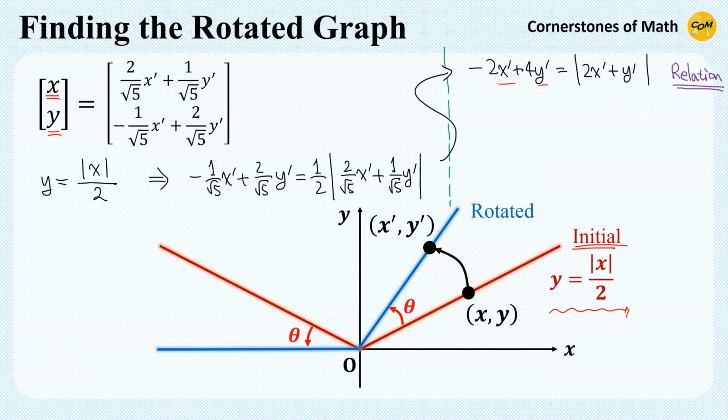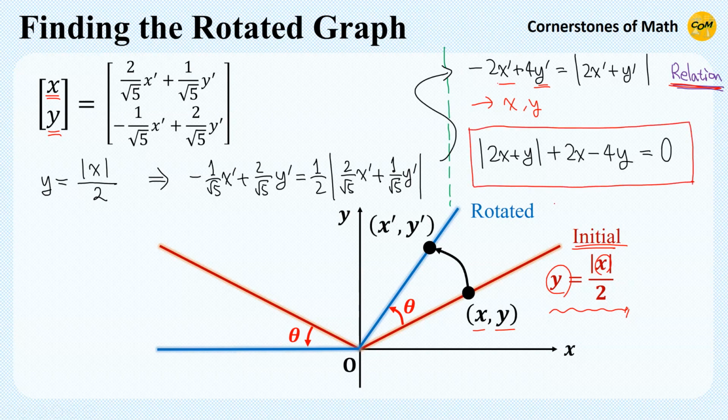However, x prime and y prime are variables we have introduced, so we can distinguish them from x and y satisfying the original equation. But generally, we use x and y for any graphs on the coordinate plane, and what's important is the relation, not the type of variables. So we switch to generally use the variables x and y, and write absolute value of 2x plus y plus 2x minus 4y equals 0. And this is the equation of the rotated graph.